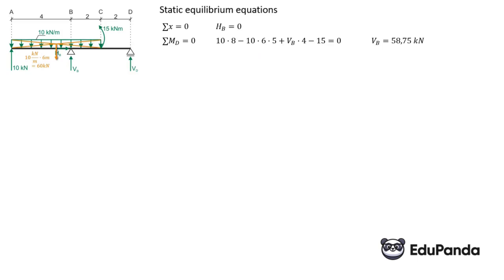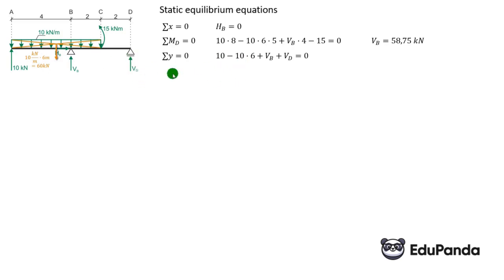Next, we do the sum of projections on the y-axis. So the 10 goes up, thus positive. 60 down, minus 10 times 6. I have also written this down. Yes, we can add VB. Moment does not count towards the sum of projections on the x-axis, nor to the sum of projections on the y-axis. And VD goes up.